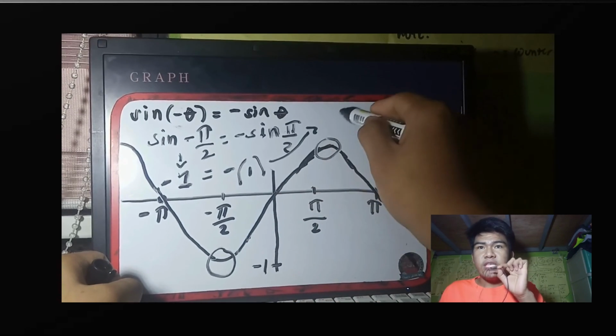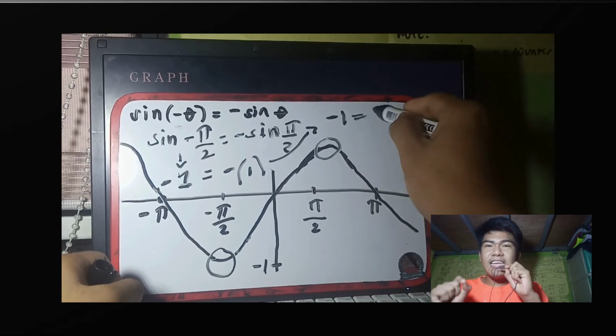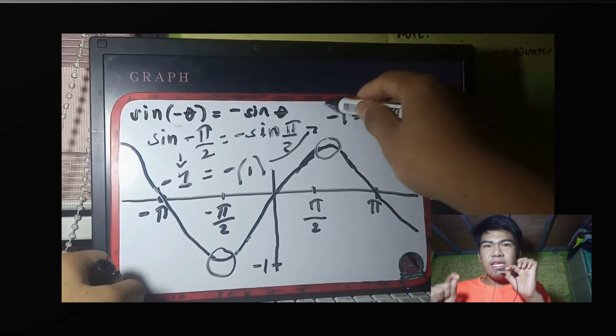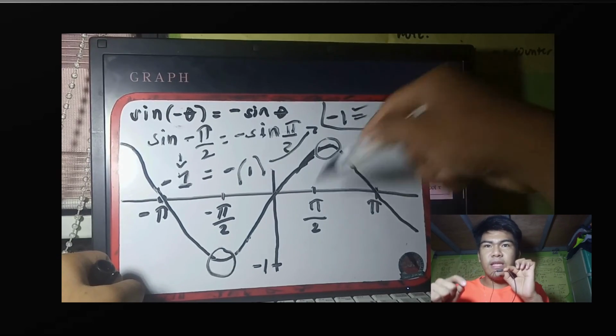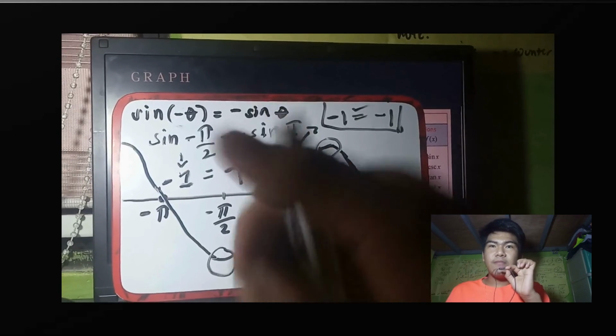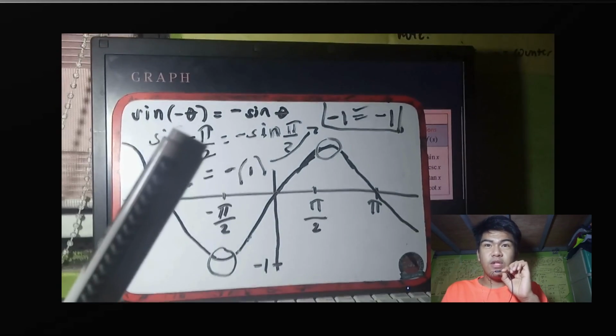And we said earlier that sine of negative theta is equal to negative sine theta. Therefore, if sine of negative theta is equal to negative 1 and sine theta is equal to 1, therefore negative times positive 1 is equal to negative 1.